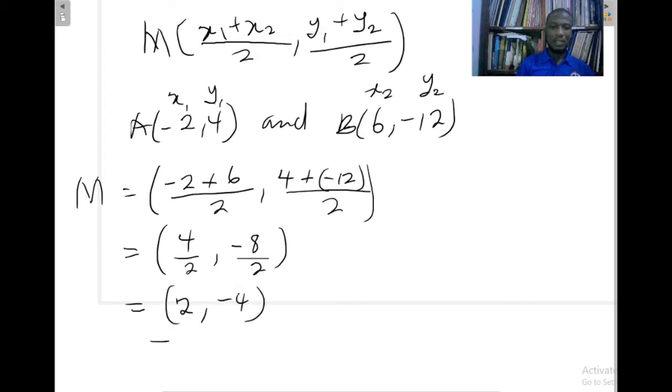It means that if we should plot these 2 points on the Cartesian plane and we locate another point exactly in the middle of the line joining these 2 points, these are going to be the coordinates of that point, which we decide to call M.